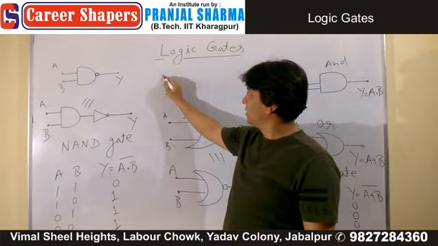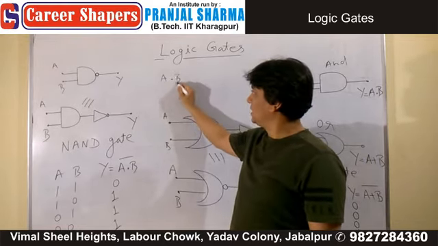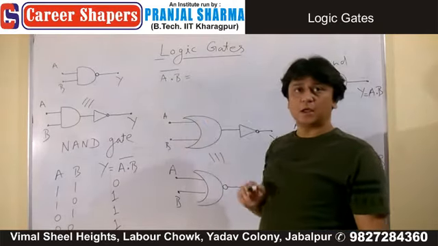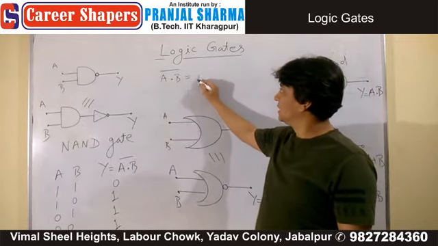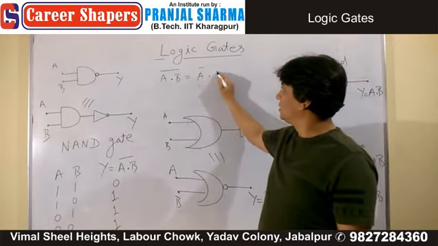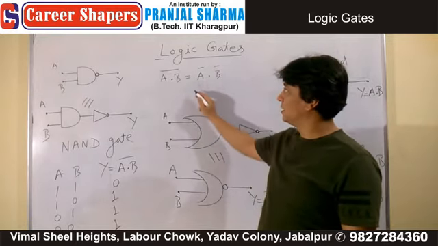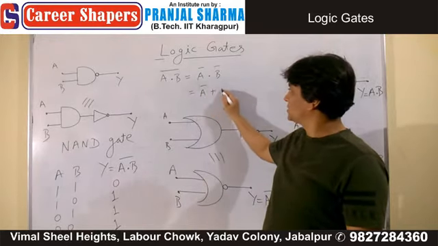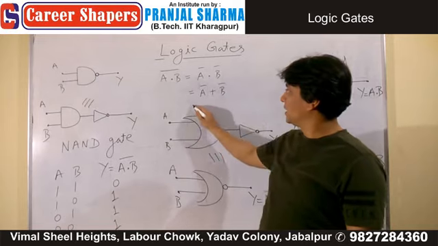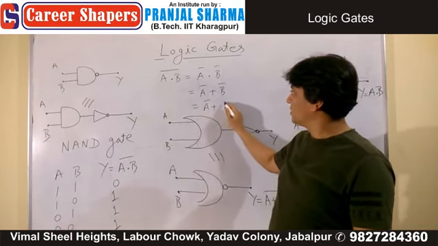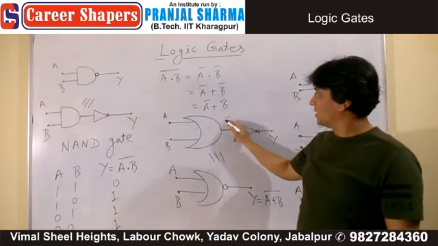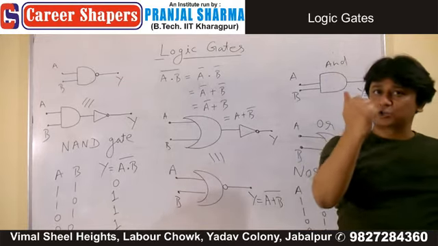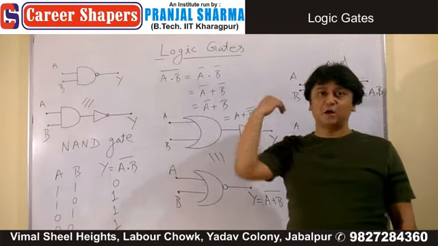If I give you A dot B bar, then A dot B bar is A bar dot B bar, A bar plus B bar, A bar plus B, A plus B bar. Let's say they ask you questions in this form. Let's see how much you understand.